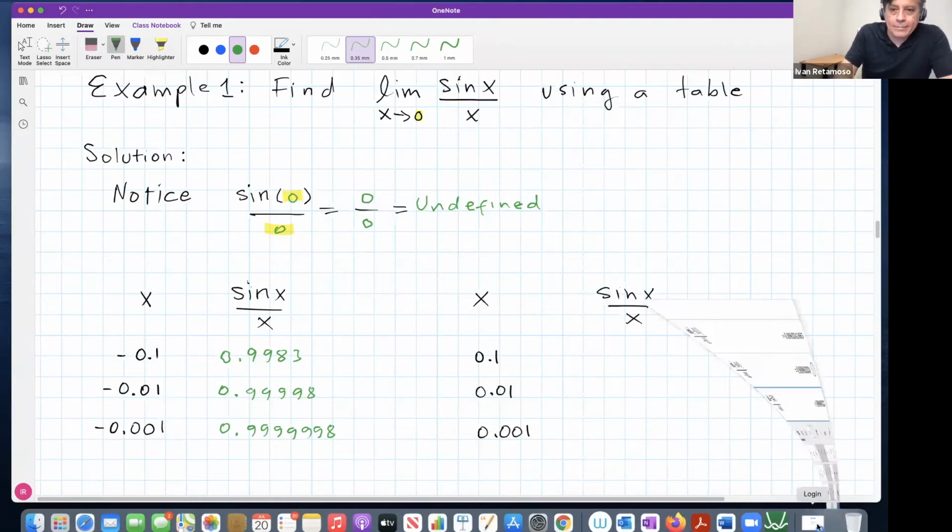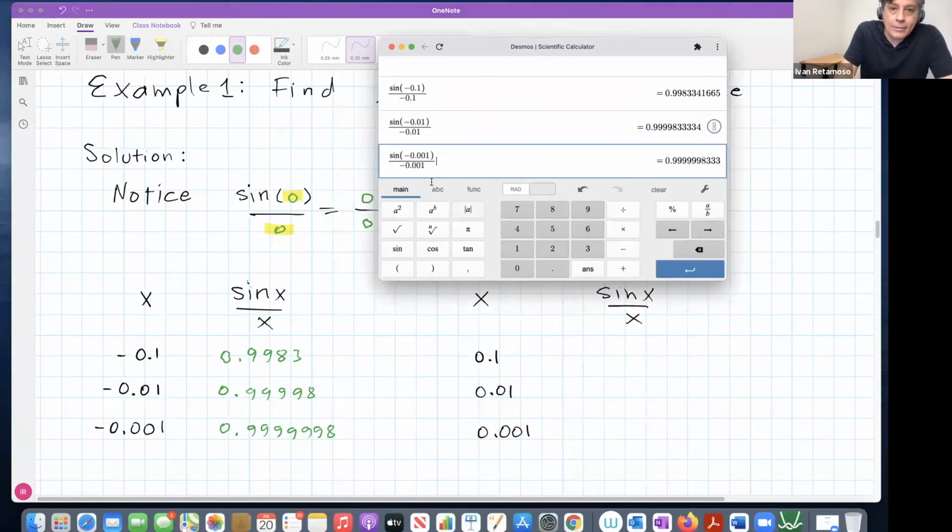Now we're gonna do it with these positive values. So I bring back my Desmos scientific calculator, and notice these input values are these input values, but without a negative sign, right? So all I'm gonna do is eliminate the negative sign, and I will get the new output values. And again, that's the advantage of working with our Desmos scientific calculator. Notice, same values here. It's because sine of negative x is minus sine of x, and the negative signs cancel, so we get the same value. So let's write them down, okay?